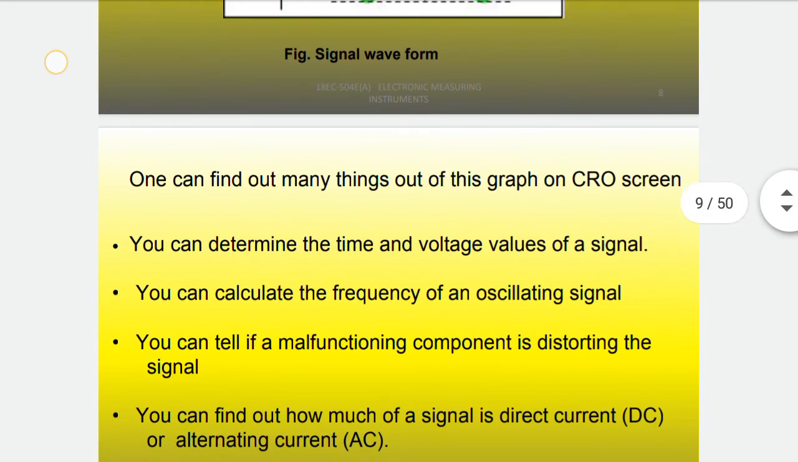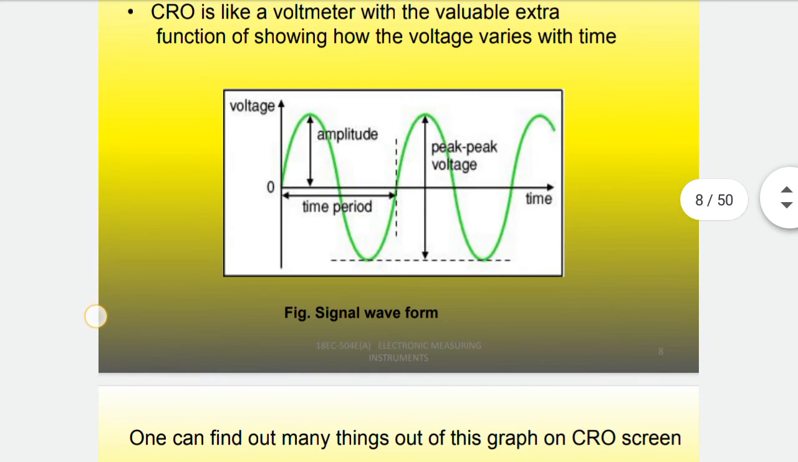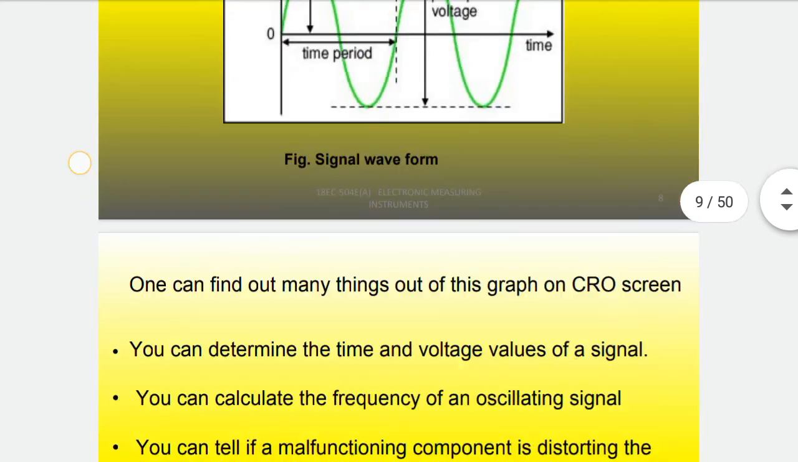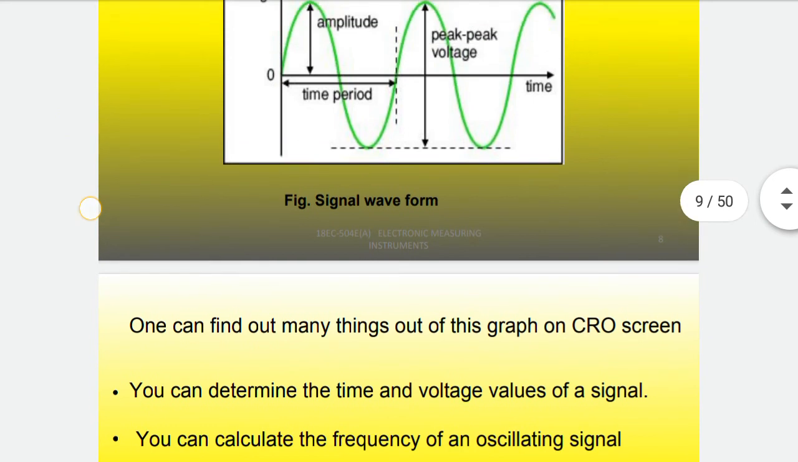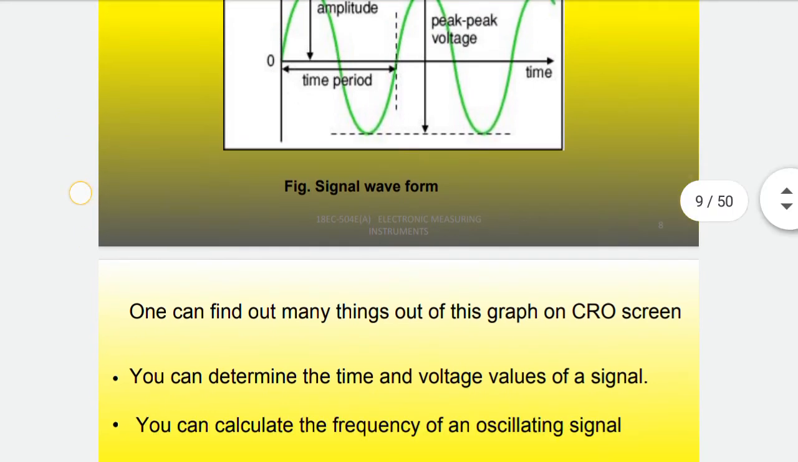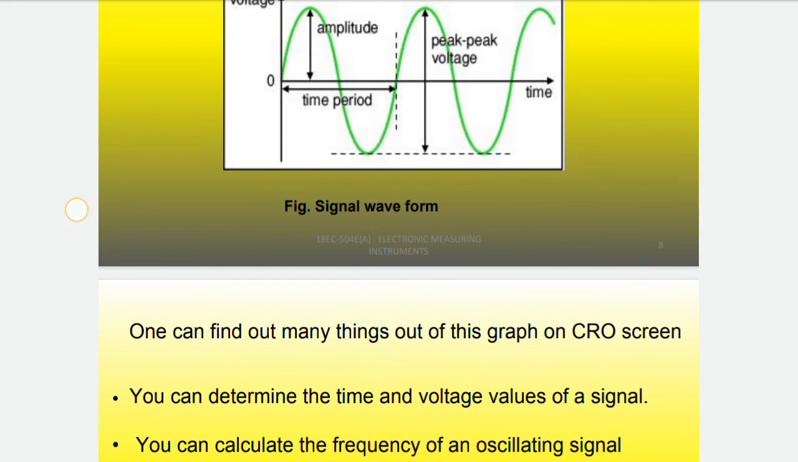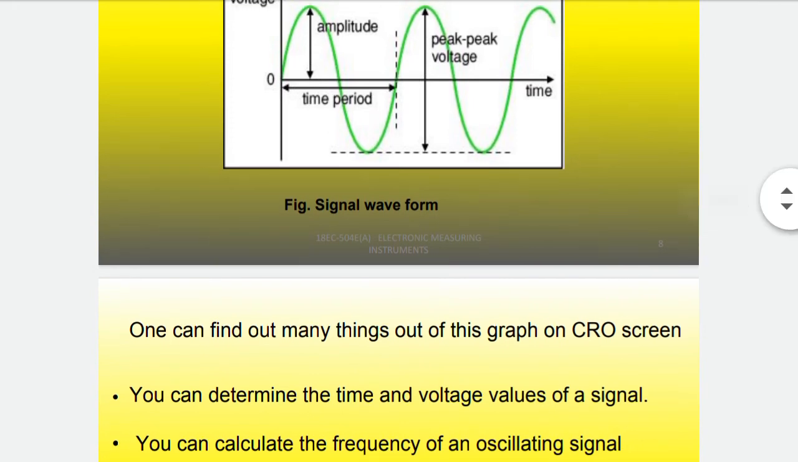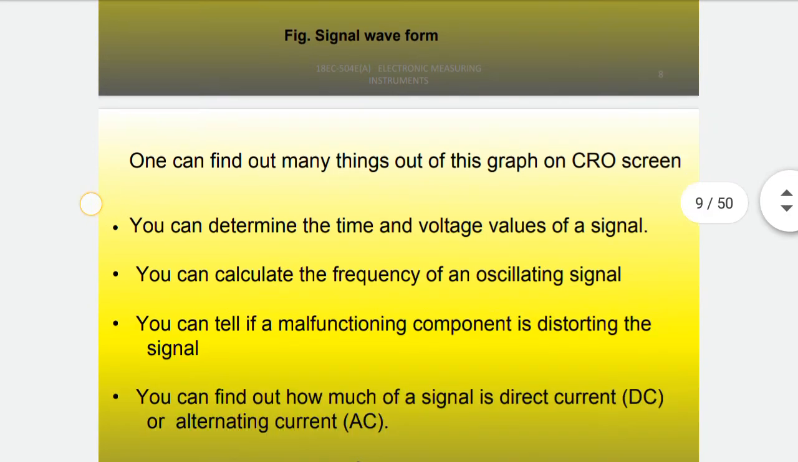One can find out many things from this graph on the screen. You can determine the time and voltage values of a signal, and from the time period you can calculate the frequency of an oscillating signal, because frequency is inversely proportional to the time period, f equal to 1 by T. Hence you can calculate the frequency also.